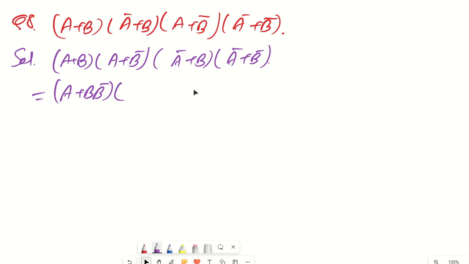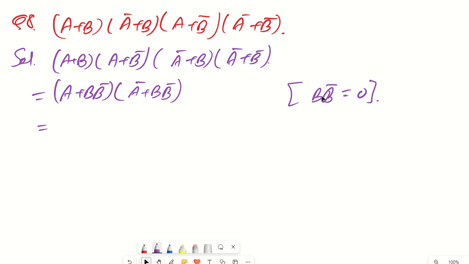Second term, you can see it is going to be a bar plus b b bar, right? So I can write it down a bar plus b b bar. So this is how you are going to get this particular solution. Now you know that a bar is 0, so here in this case b b bar will be 0. You already know that b b bar will be 0, right?